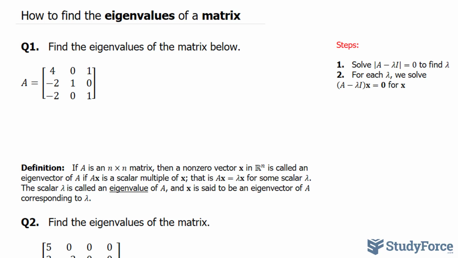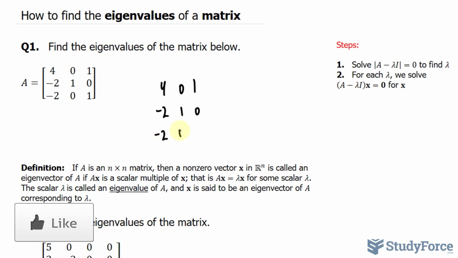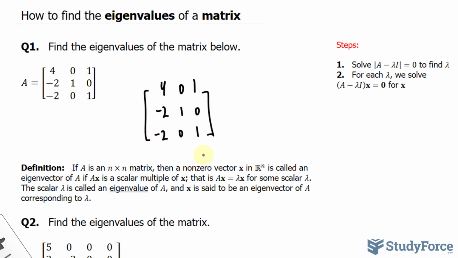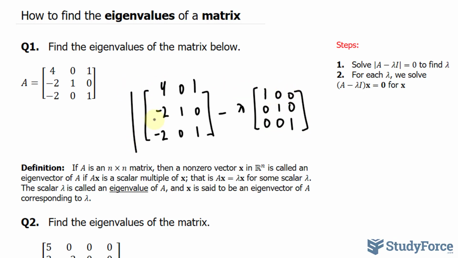So with that said, to find the eigenvalues and eigenvectors, we have to follow these two steps. The first step is to solve the determinant of the matrix minus lambda, which is simply a scalar, times the identity matrix. Here's what I mean. We'll take matrix A, 4, 0, 1, negative 2, 1, 0, negative 2, 0, 1, and we will subtract it by the scalar lambda times the identity, which has the leading ones along the main diagonal and every other element is 0. Once we subtract these two, we can then find the determinant using cofactor expansion.